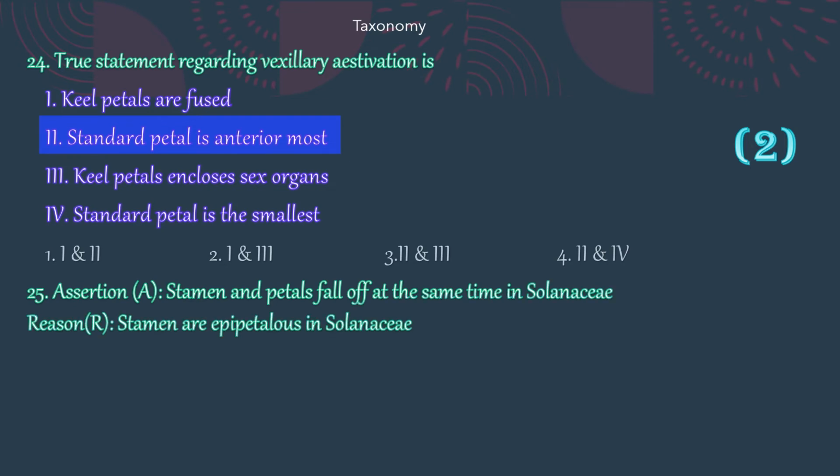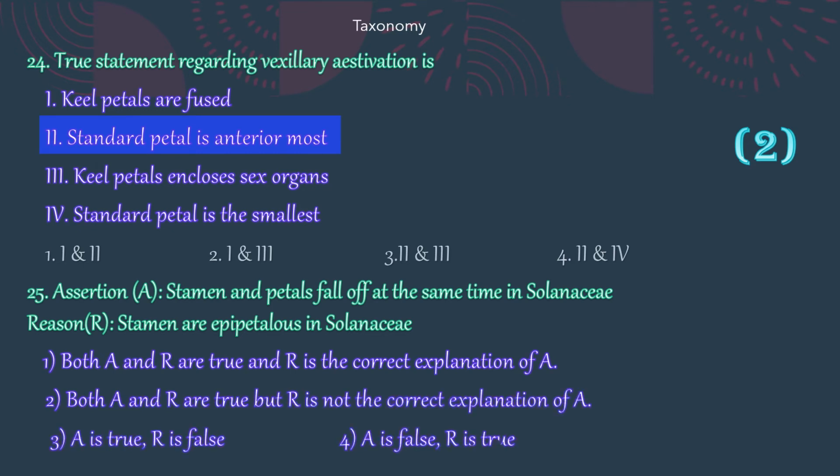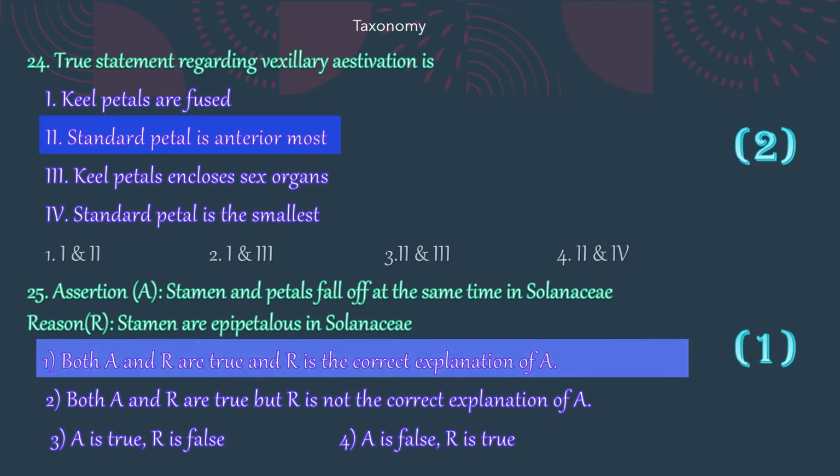Assertion: Stamens and petals fall at the same time in Solanaceae. Reason: Stamens are epipetalous in Solanaceae. Option 1, both A and R are true and R is the correct explanation of A. Option 2, both A and R are true but R is not the correct explanation of A. Option 3, A is true, R is false. Option 4, A is false and R is true. Now the answer is 1.